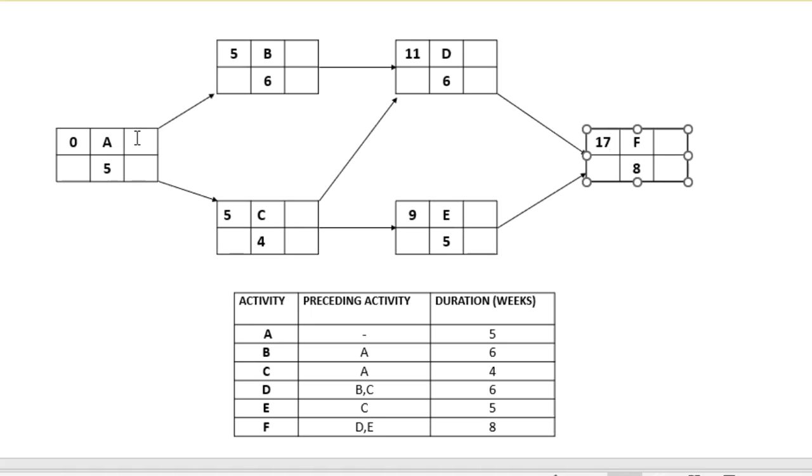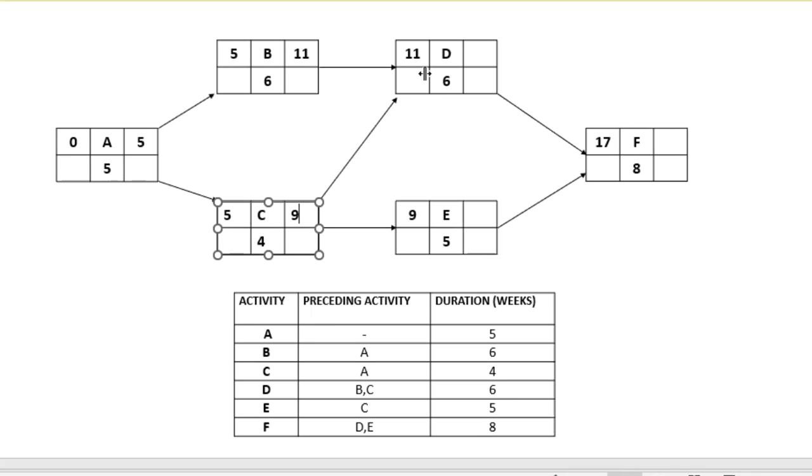And this one here means the earliest finish time. Good. So the earliest finish time for A, we know it is going to be 5 weeks, right? Because that's how long it's going to take. 5 weeks. The earliest finish time for B, it's going to take 5 plus the 6. That's going to take 11 weeks. The earliest finish time for C, it's going to be 9 weeks. So 5 plus the 4, that's the 9 weeks.